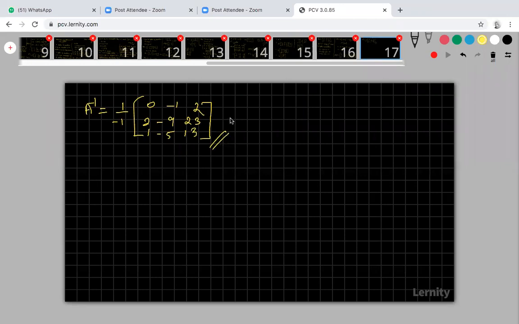That is the first question. Find A inverse. Okay, so therefore this is the answer. You multiply this minus also inside. If you multiply minus 1 here, you will get 0, 1, minus 2. This is minus 2. This is plus 9. This is minus 23. Okay, and here it is minus 1, plus 5. Okay, minus 13. So it is better you can keep minus 1 outside, or you can multiply inside. Both are correct.